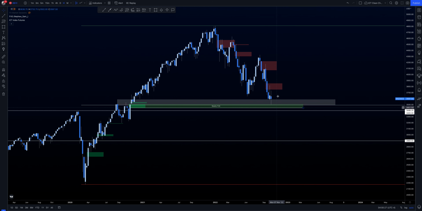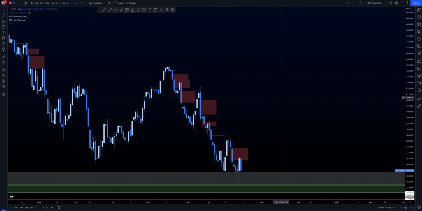So maybe we are anticipating a bit of a move higher. So I will be considering that looking into next week. And then when we go to the daily time frame, you can see what we've got here.